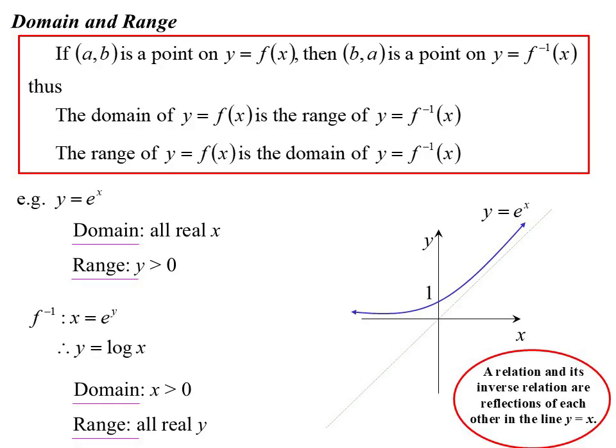And if we were to look at them both on the same graph, whenever we see a relation and its inverse relation, or a function and its inverse function, both the same, they should reflect in the line y equals x. That's what we should see.